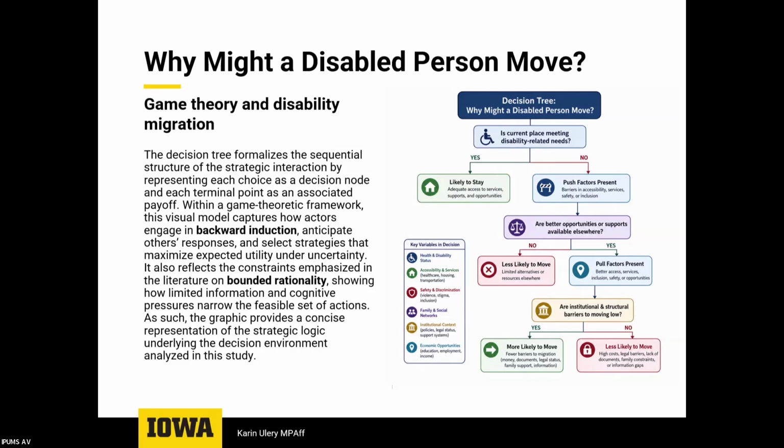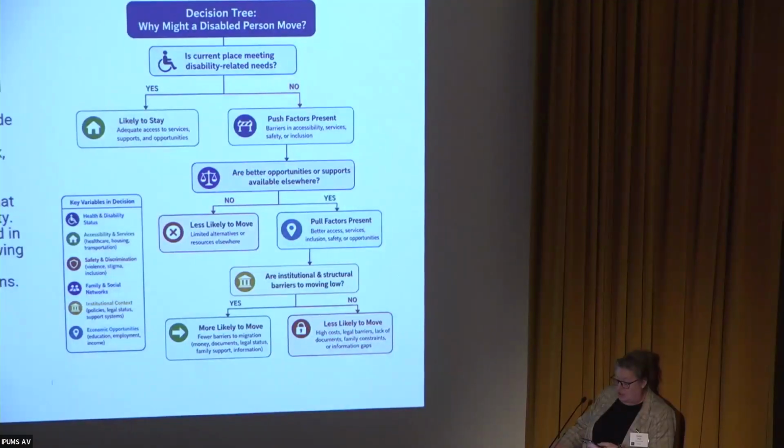Individuals and families anticipate the actions of institutions, communities, and policymakers, and they weigh uncertain payoffs such as access to care, stigma, cost, distance, and available support networks. This framing helps formalize how disability-related migration is shaped by bounded rationality, limited information, and structural constraints. The decision tree on this slide illustrates that logic. Each node represents a choice, each branch a possible outcome, and each institutional access, social support, and environmental barriers. This tree captures how actors anticipate others' responses and select strategies that maximize expected utility under uncertainty.